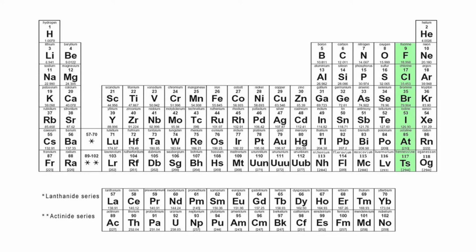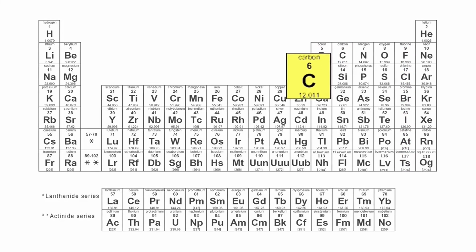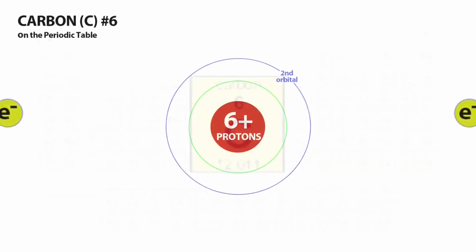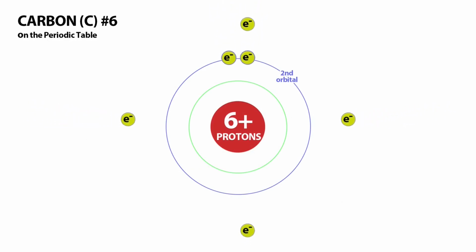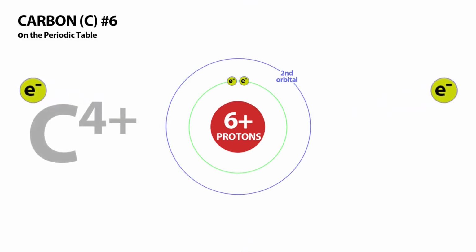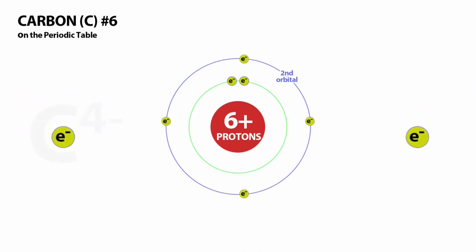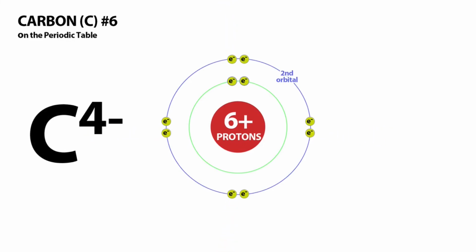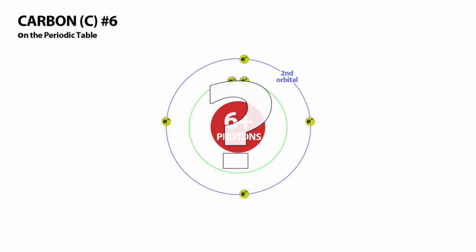Let's now take a look at the central atom of organic chemistry, carbon. Carbon, number 6 on the periodic table, needs 6 electrons to balance its 6 protons. So it has 2 electrons in the first orbital and 4 electrons in the second orbital. To become an ion with a stable electron configuration, it must either lose 4 electrons and become a 4 plus ion, or gain 4 electrons to become a 4 minus ion. That much charge in a small atom, unfortunately, also creates an unstable situation. So by stabilizing the electron configuration, it would create an unstable charge. So what does carbon do to stabilize itself?